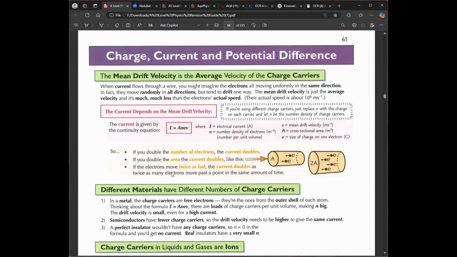So mean drift velocity: obviously the electron is the thing that is flowing when there is some current. The electrons have random motion. It's not like they are always going in the same direction every time. They don't move in a straight path, but their mean velocity, eventually they are going to move in the direction of the current. So mean drift velocity actually caters for that.